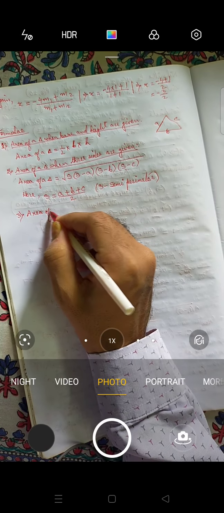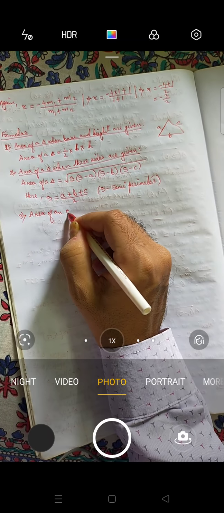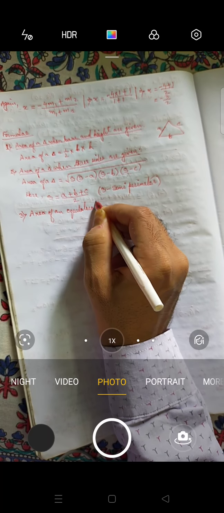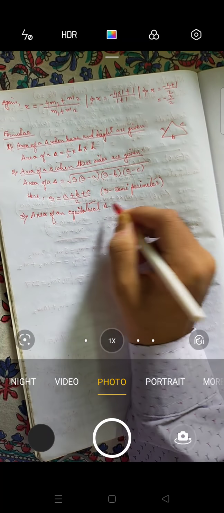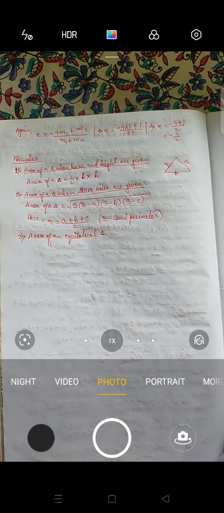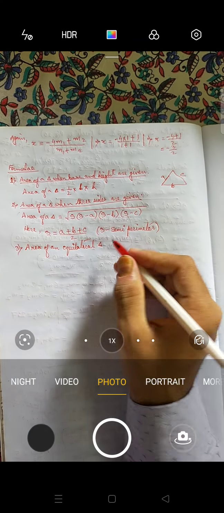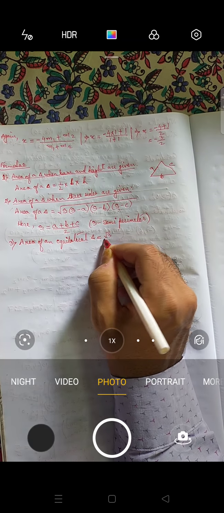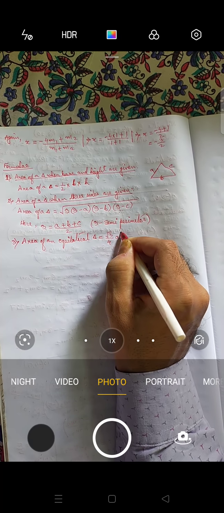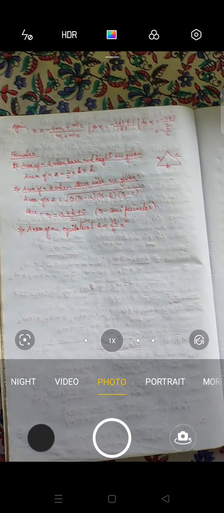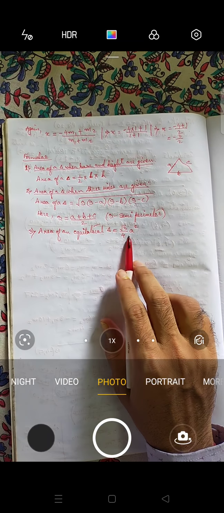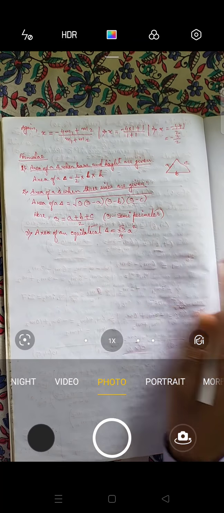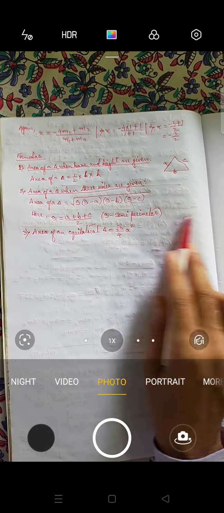Area of an equilateral triangle. Now area of an equilateral triangle can be directly written as root 3 by 4 a square. This is the formula, root 3 by 4 a square. a means side, so side square. Okay, root 3 by 4 side square. Is it clear?